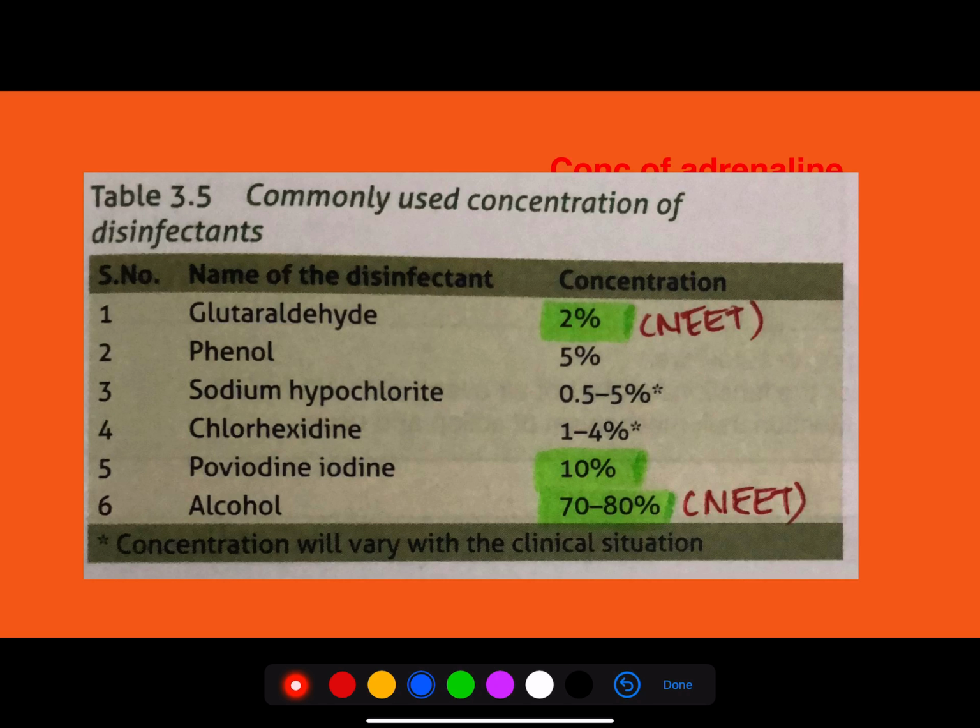The most commonly used disinfectants, these questions are frequently asked and frequently repeated. Glutaraldehyde, which is 2%, is called Cidex. It is a mode of sterilization for endoscopes and everything. Phenol 5%, sodium hypochlorite 0.5 to 5%, chlorhexidine 1 to 4%, povidone iodine is the best skin disinfectant, that is 10%. It's also called Betadine, and alcohol is used at 70 to 80%.